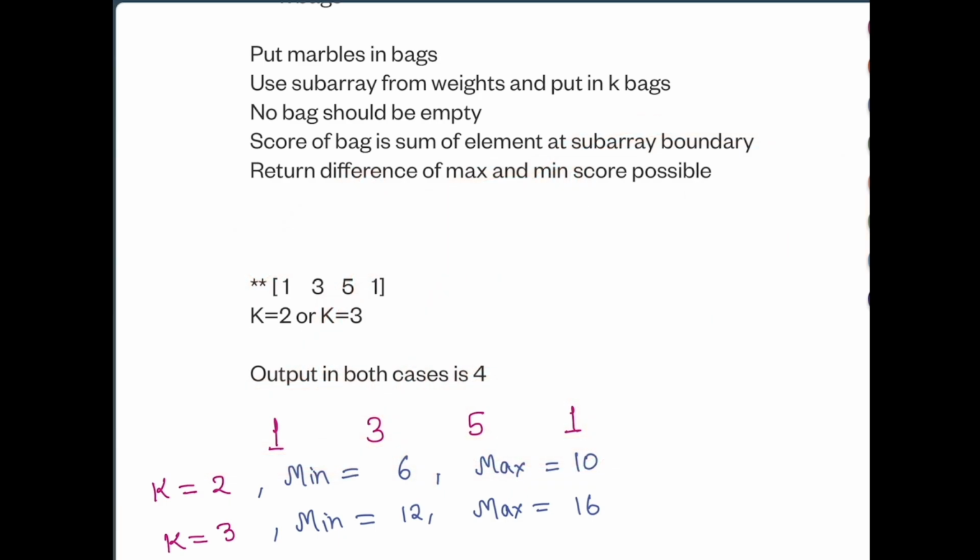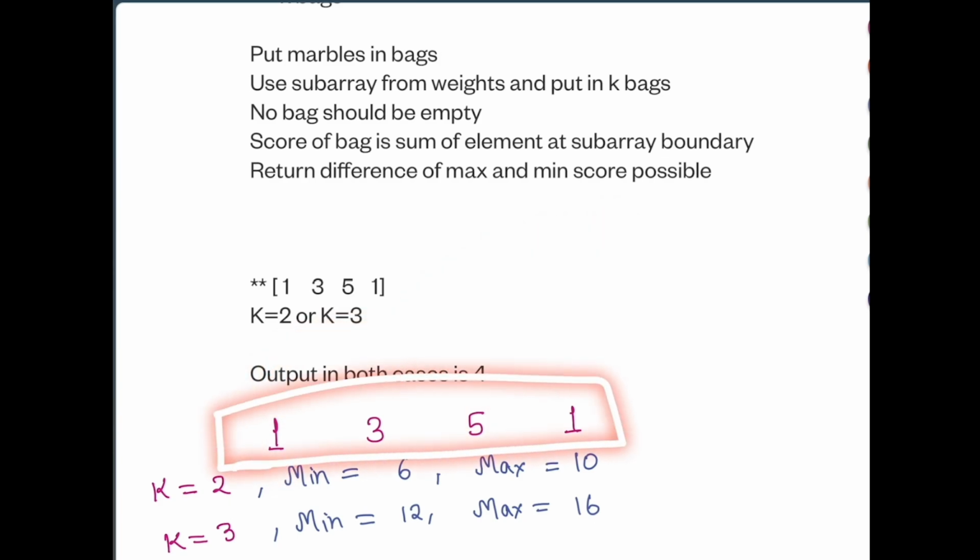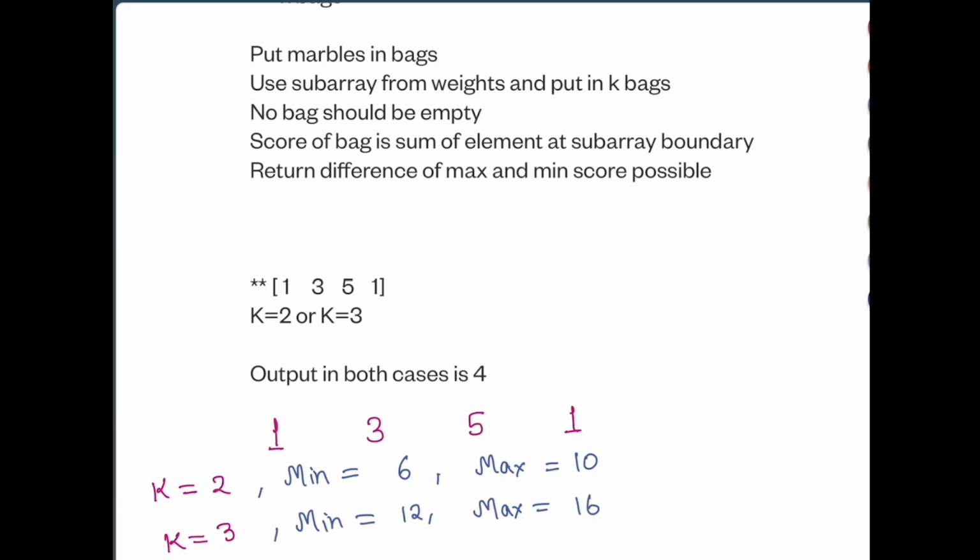But you cannot put it like this: take 1 from here and 5 from here and put them into one bag. This is not correct. You will have to use a continuous subarray from this array and ensure that you create that many subarrays to fill your k bags.